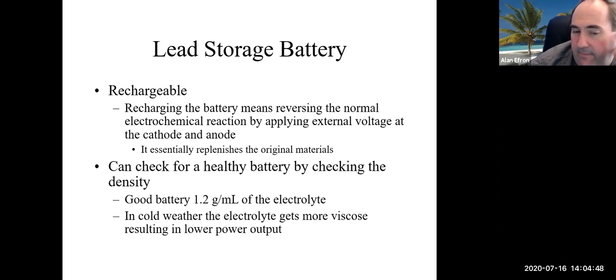You could check your healthy battery by its density. Usually 1.2 grams per milliliter is a good one. In cold weather, sometimes that gets a little bit more viscous, so you don't have those electrolytes flowing as well as they should. And it results in obviously a little less power than you would get in maybe a warmer environment where everybody's able to move around those charges in the electrolyte part of it very well.